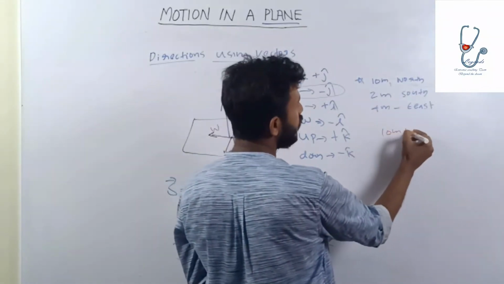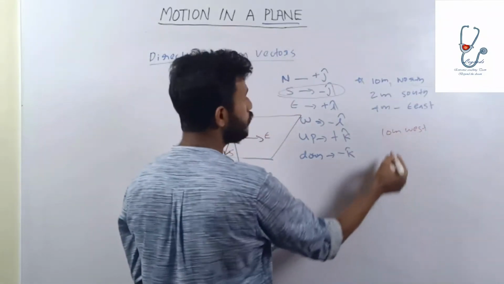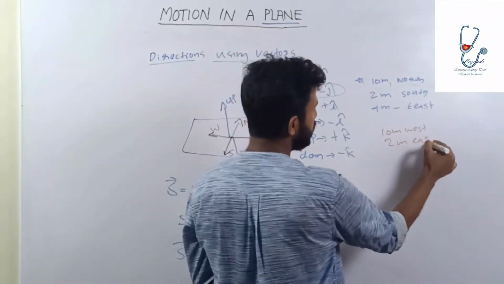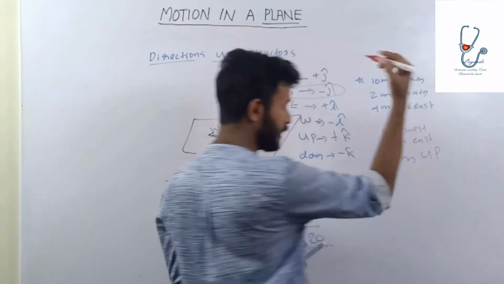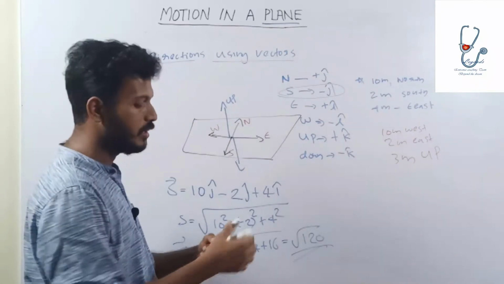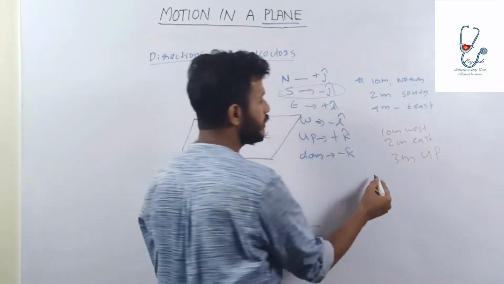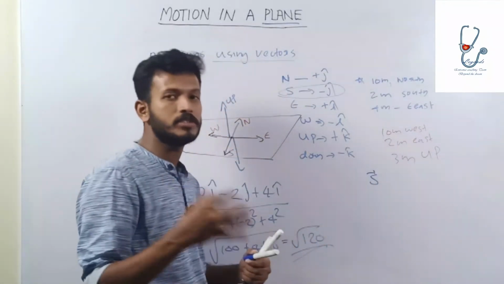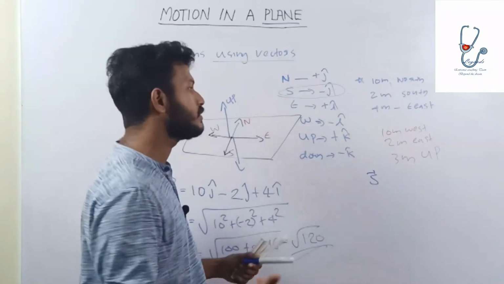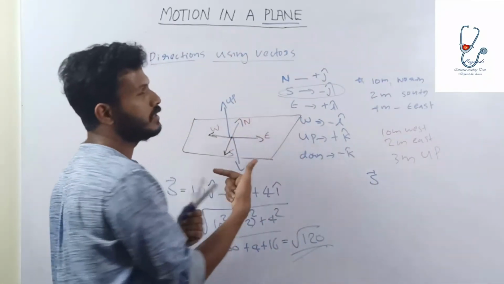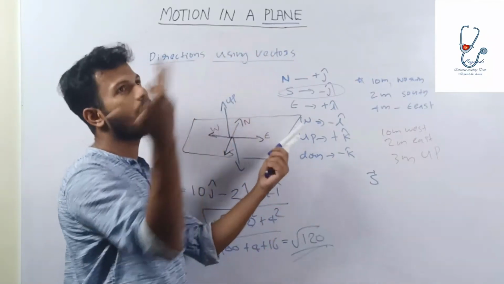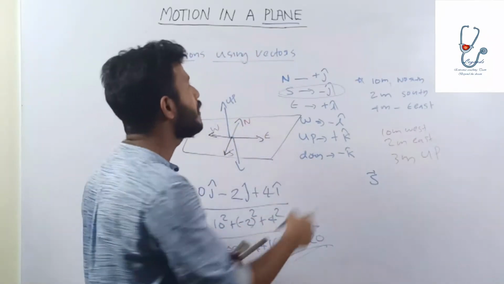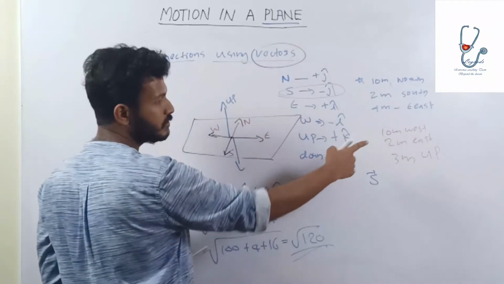A man moves 10 meter west, 2 meter east, 3 meter upward direction. How can we find the displacement? By using a three-dimensional picture, it is very difficult. 10 meter west, then 2 meter east, then 3 meter up. But by using vectors, we can solve this question very simply.